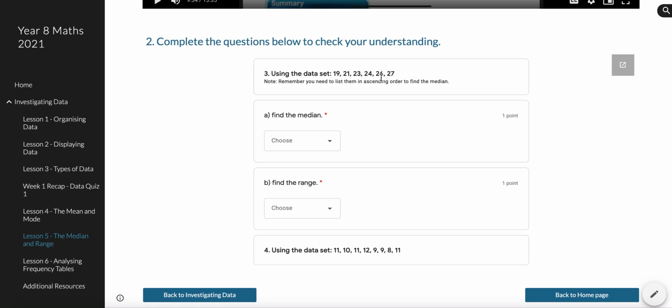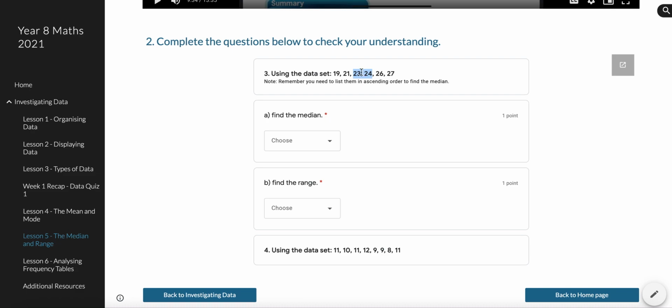Okay, using this data set now, let's find the median. So are they in ascending order? Let's check. 19, 21, 23, 24, 26, 27. Yes, they're in ascending order, so we're all good to start finding the median. Now we need to cross off the first and the last. We cross off the second and the second last. And now we've got 2 in the middle. We can't cross off the third and the third last because we'll be left with no more scores.